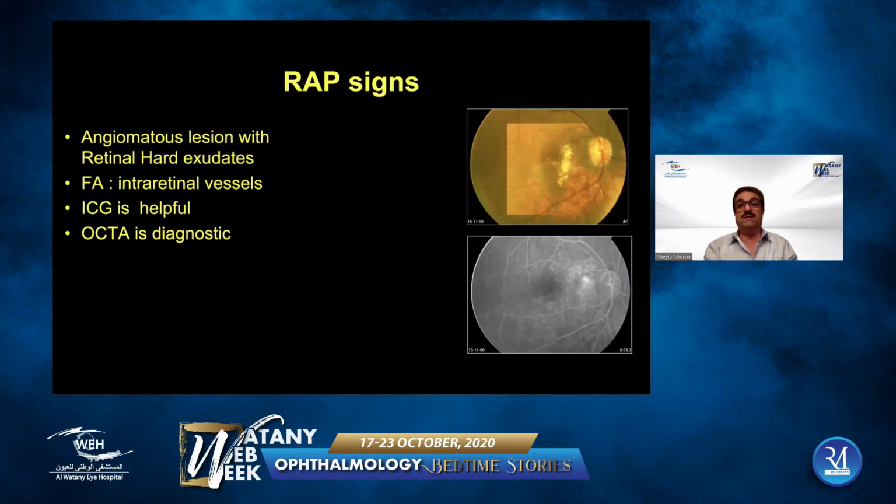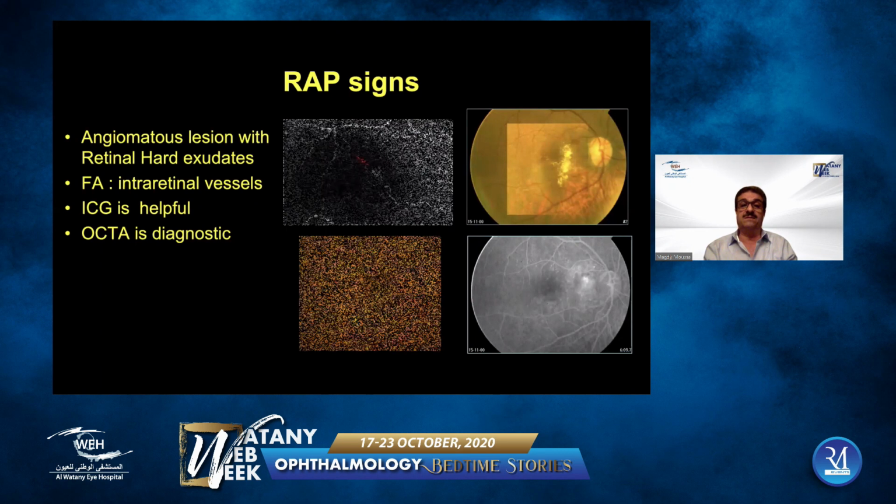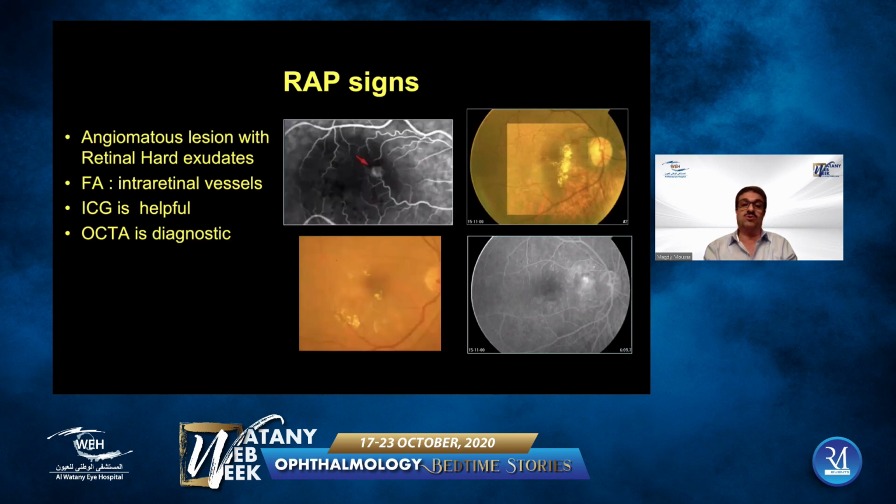Other signs, when you see RAP very early, you look at the retina and find hard exudates, which is not that common in neovascular AMD. You find the angiomatous lesion at the level of the retina, not deep down. You can see the intraretinal component on fluorescein angiography. ICG is helpful in most of these cases because you can differentiate between intra or subretinal. And OCTA, which we'll speak about in a minute, is also diagnostic in these cases if we can't afford or don't have ICG.